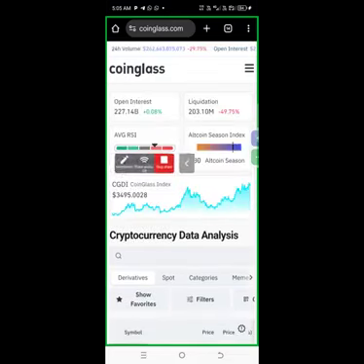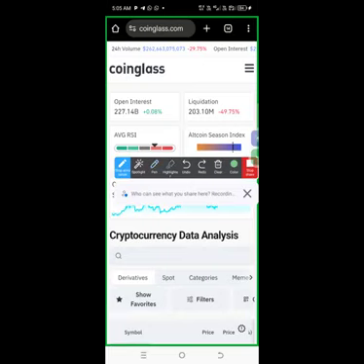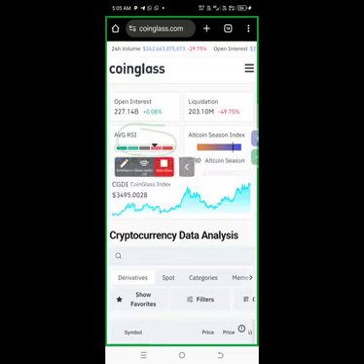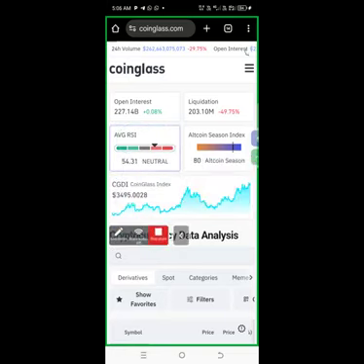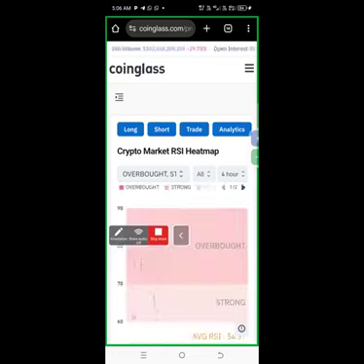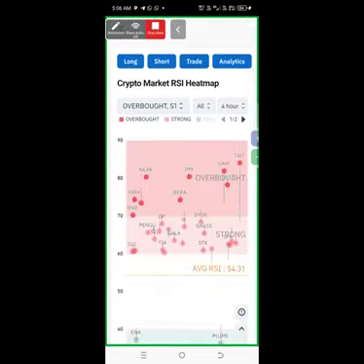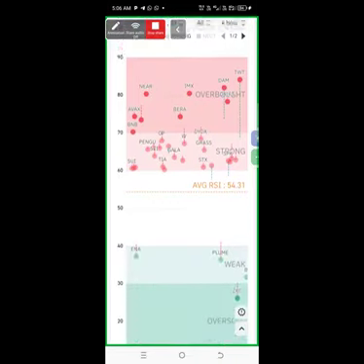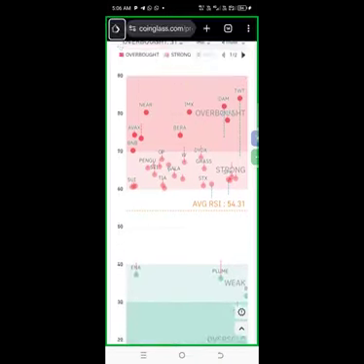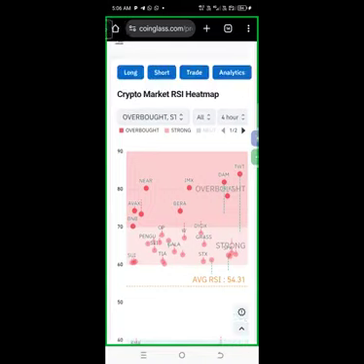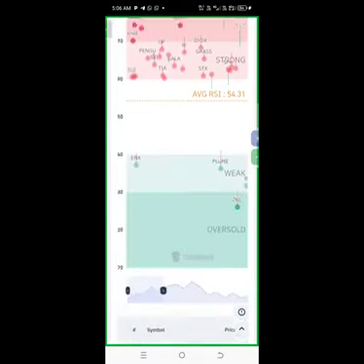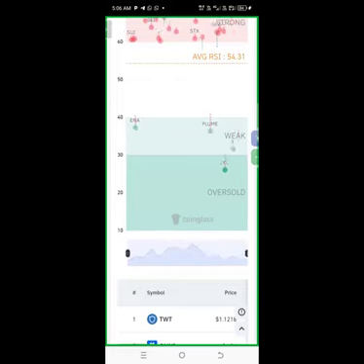So what do we do? We tap on the average RSI. We tap on it nicely. Okay, so let's quickly do that. Very good. Now, this is what we have here on the 4-hour time frame.